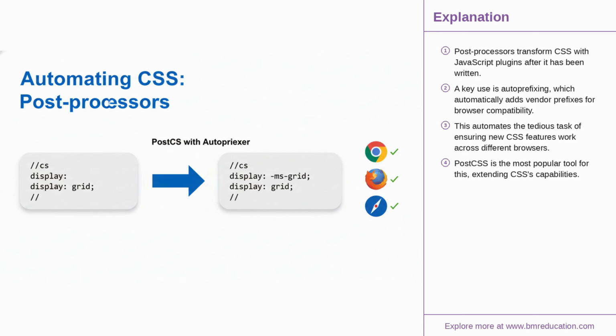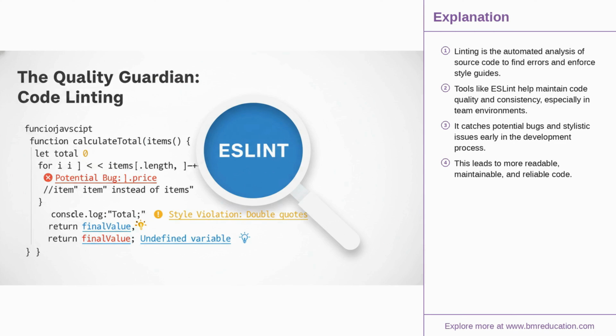Beyond optimization, build tools are also our quality guardians. Code linting is the automated process of analyzing your code for programmatic and stylistic errors. A linter like ESLint can catch common mistakes, enforce a consistent coding style across your team, and identify potential bugs before your code is even run. It's like having an automated code review happening constantly as you type.